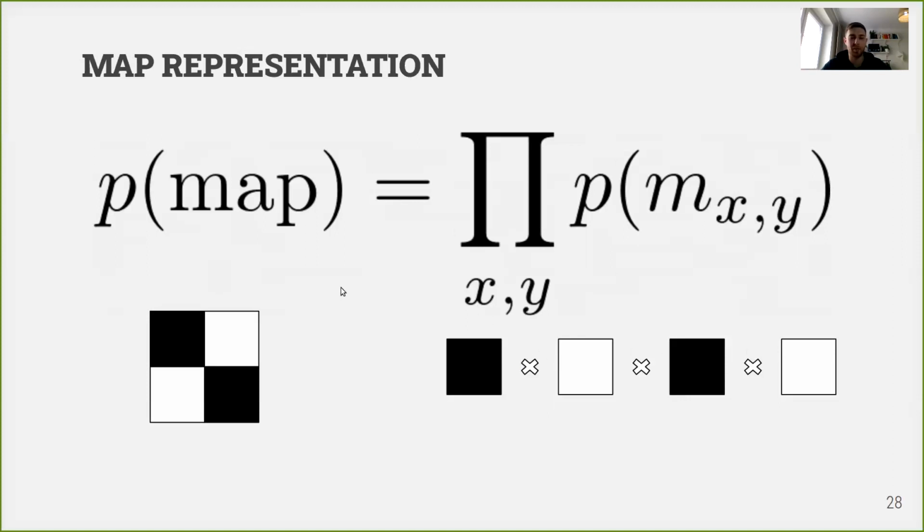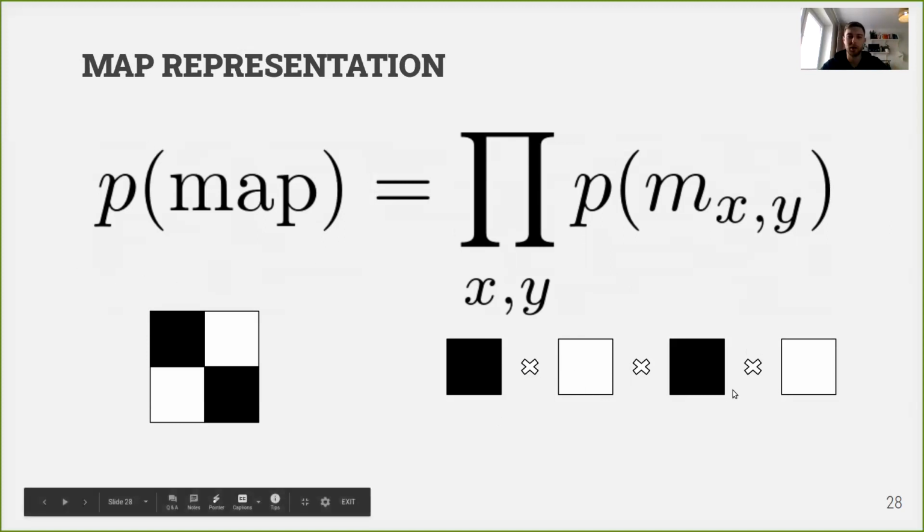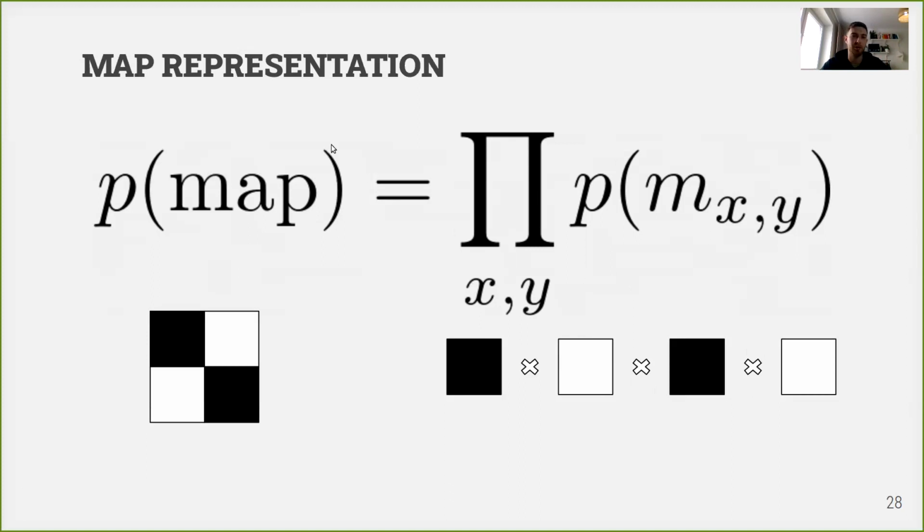And we want to compute the probability of the map because in some mapping algorithms, we just compare several maps and see which one is more probable, given our measurements, of course. So to compute the probability of a map, we just compute the product over each individual cell.